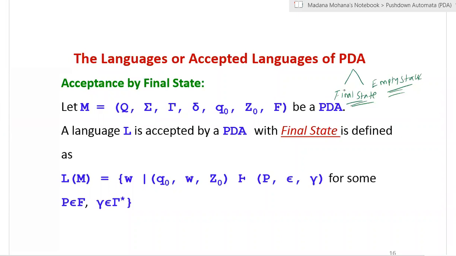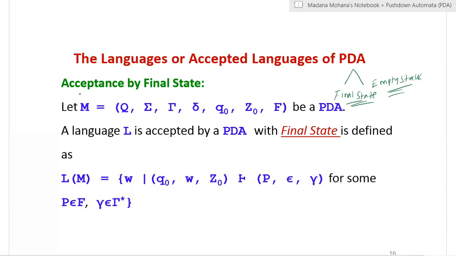Then the language is accepted by PDA. Now we will see one by one, and then some cases with a combination of both also. So our next state is a final state, and the stack is also empty. Then the language is accepted with both final state and empty stack. That is also possible here.